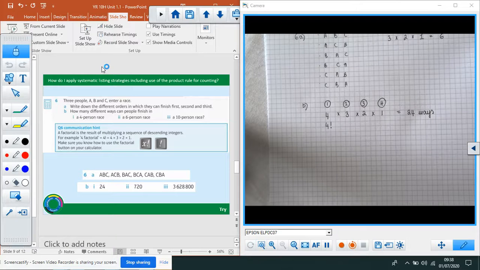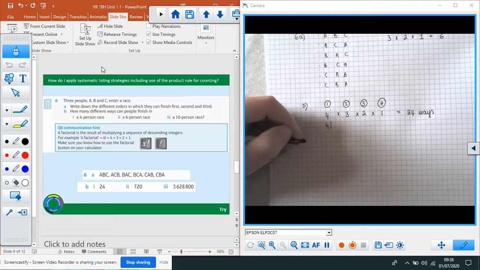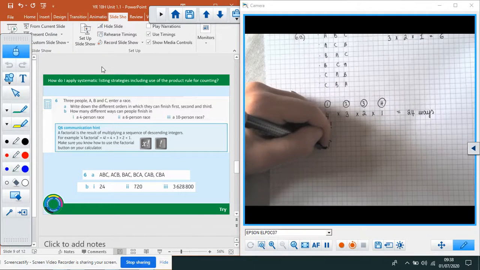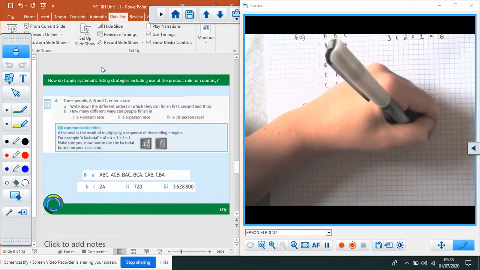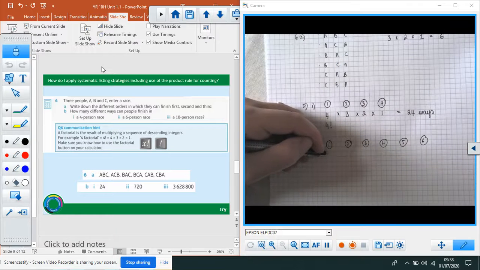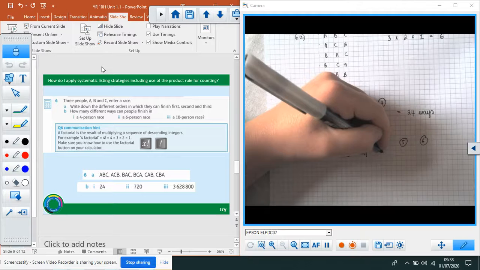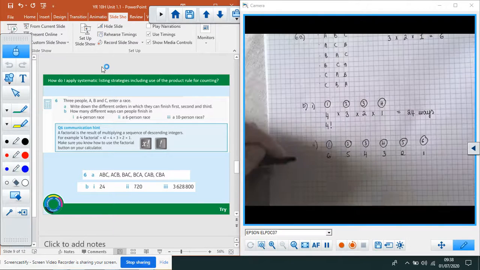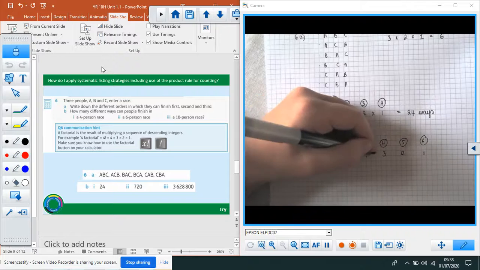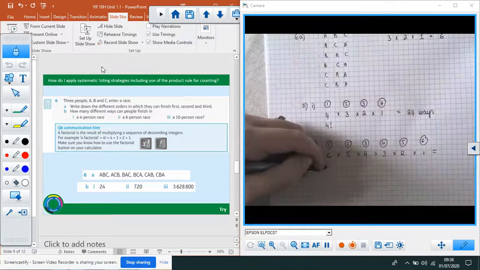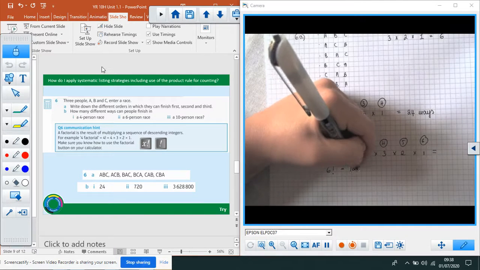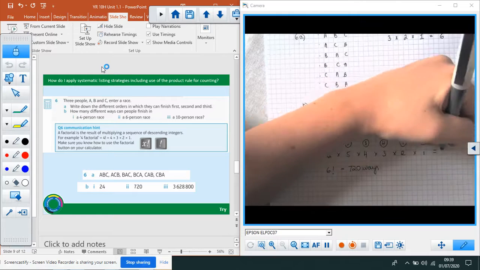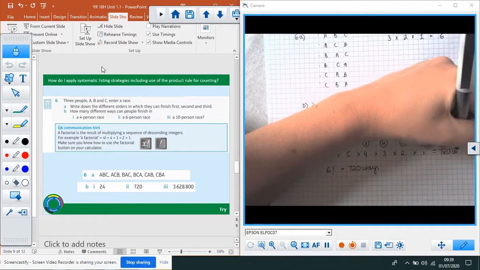And then question B2, it's in a 6-person race. In a 6-person race, again, we've got 6 different places: first, second, third, fourth, fifth, and sixth. Somebody has to finish first. That can be any of the 6, then 5, then 4, then 3, then 2, then 1. So multiply them together, or your 6 factorial, and you would get 720. Okay, so that's 720 ways that they could finish.